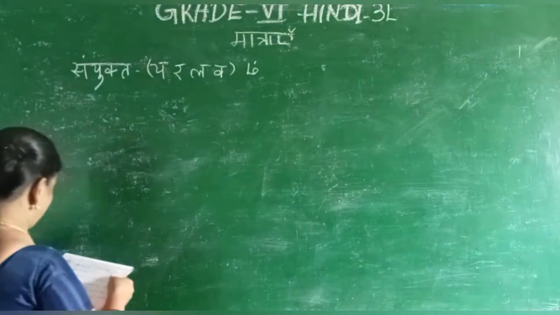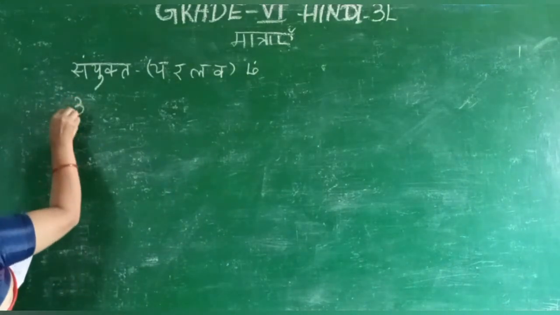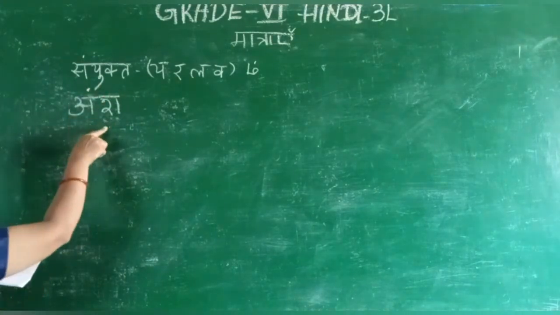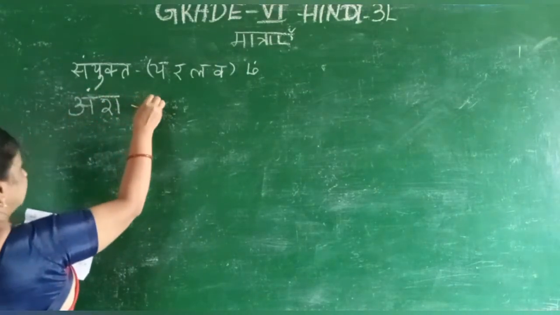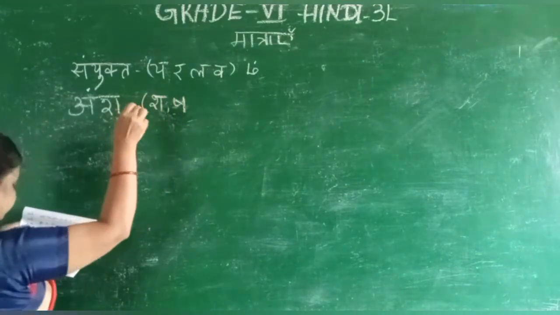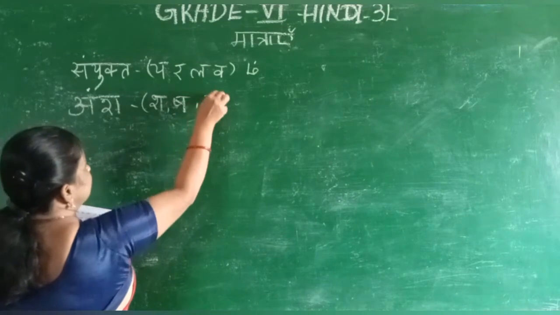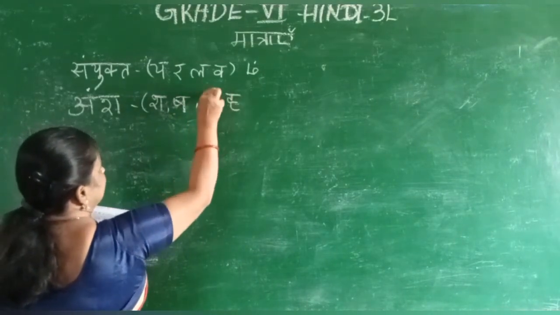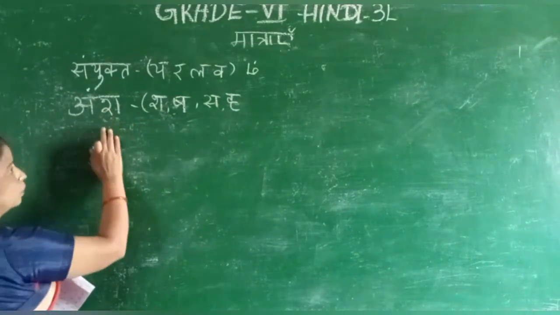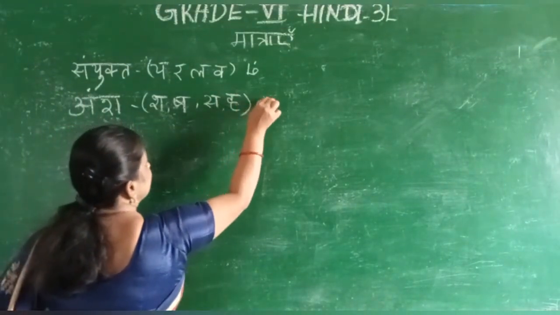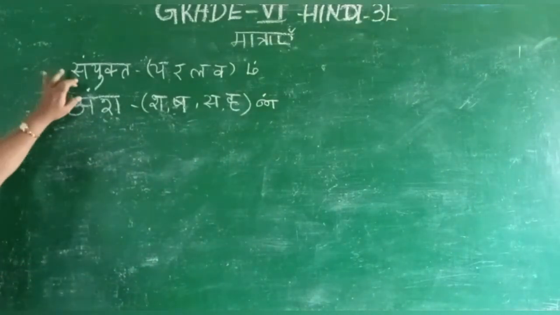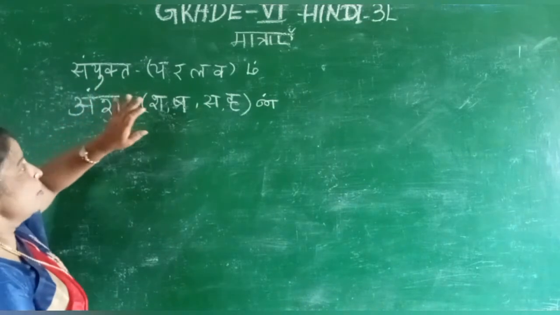And next one: sha, sa, ha. After the dot, if these letters come there, then how to pronounce? In sound. Is it clear? Now listen. Sam, sa, im, yu, ita.